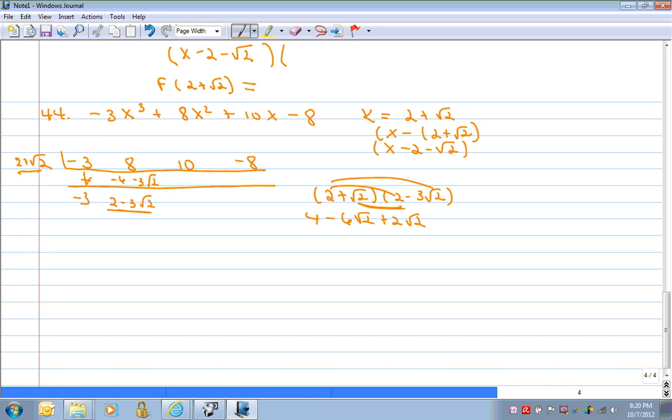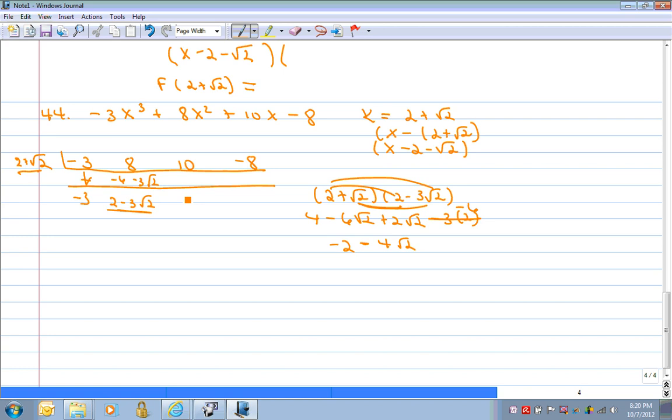And then finally we have the square root of 2 times negative 3 square roots of 2, which would be a negative 3, and the square root of 2 times the square root of 2 would be a 2. Negative 3 times 2 would make that a negative 6. So we have a positive 4 and a negative 6, we have negative 2. We have a negative 6 root 2 and a 2 root 2, so we have minus 4 square roots of 2. Alright, so that's what's going to go in our blank right here.